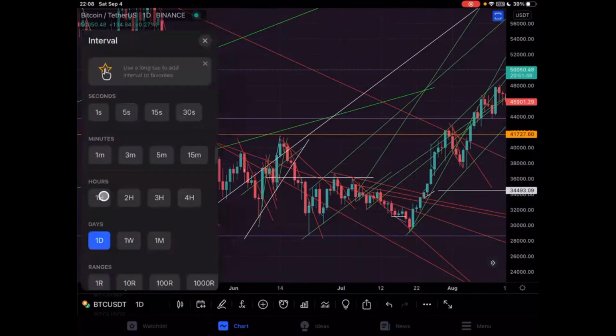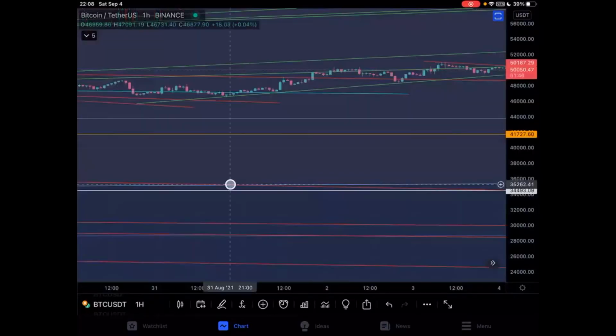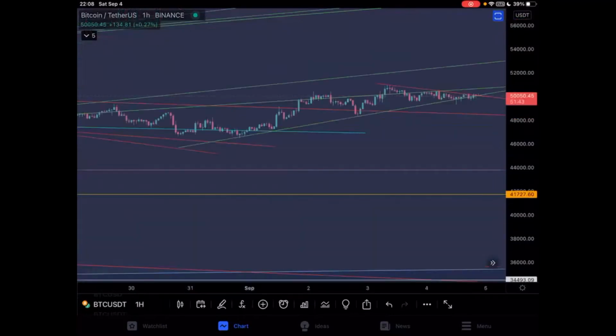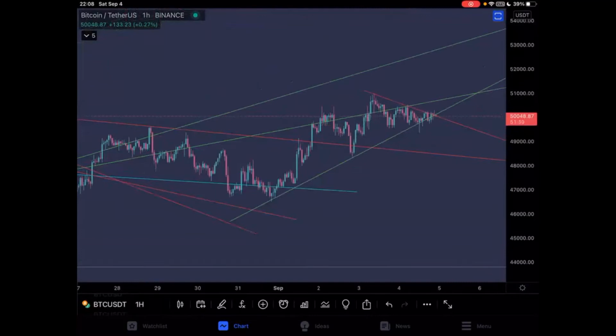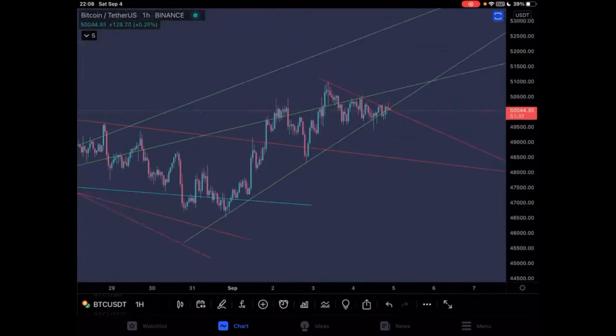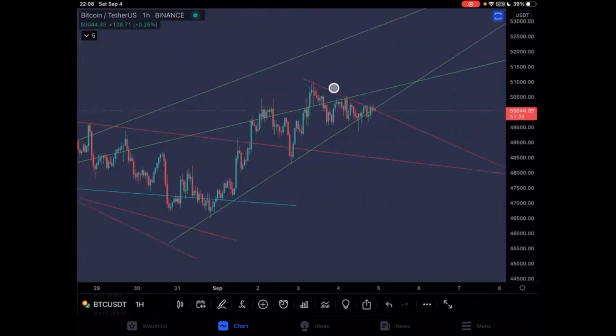So let's go ahead and look at the 1 hour. Okay, so this is where we currently are. I can make an example of where we currently are. As you can see, I projected this downtrend line connecting these two highs on the hourly. And this uptrend line was connected from these two low points. So this is our trading range now, right?